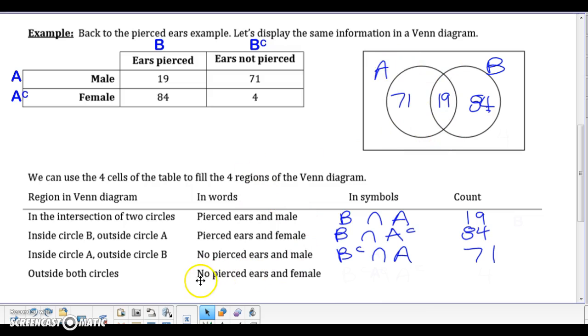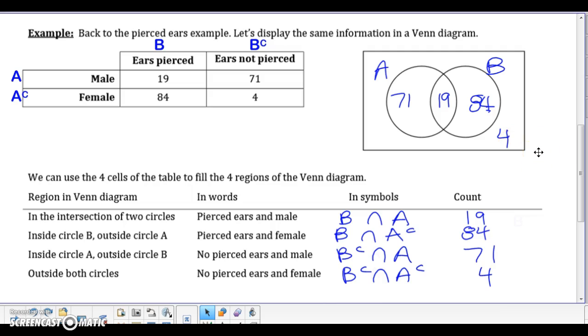And finally, people who do not have pierced ears and are female. So they don't have pierced ears and they are not male. On the two-way table, that's these 4 people right here. And those 4 people are going to be out in this large region of the Venn diagram. It represents people who are not in A and who are not in B.